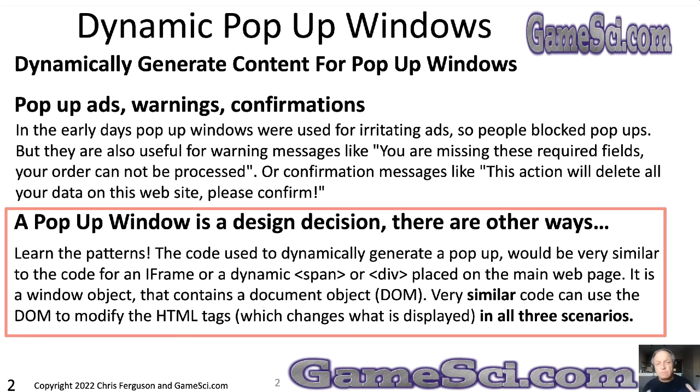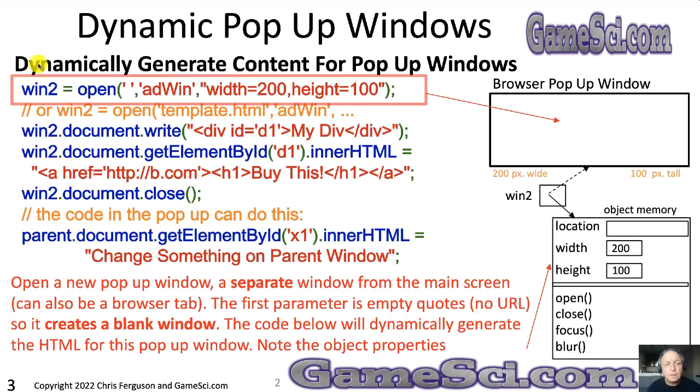So you have a very important message to display to the user. You have a choice. You can put up a pop-up window, or you could have an iframe on your page and splash the error message in the iframe, or you could just use the DOM and put a big giant message using a div on the main web page. It's up to you. They all work the same once you learn the patterns.